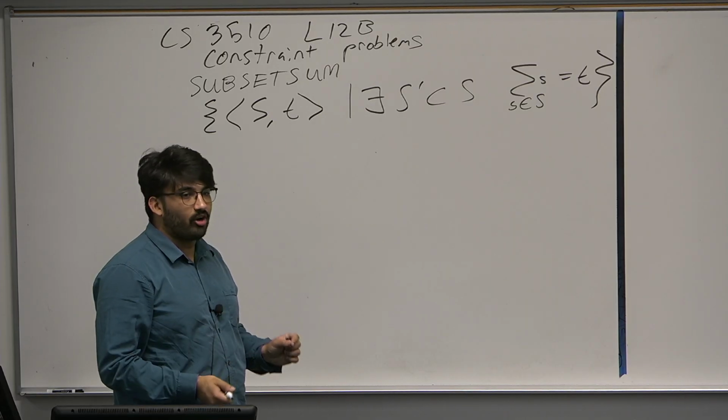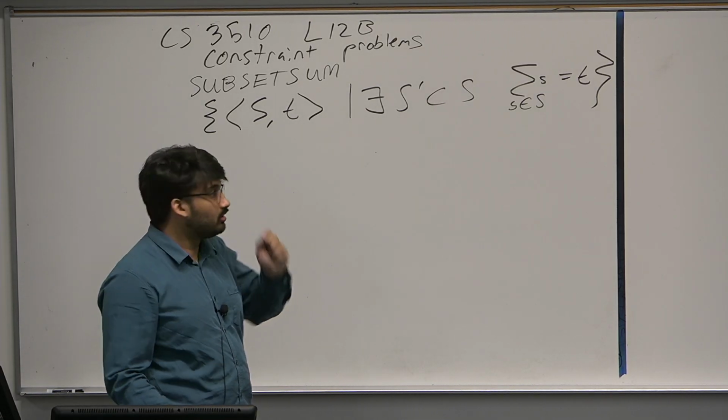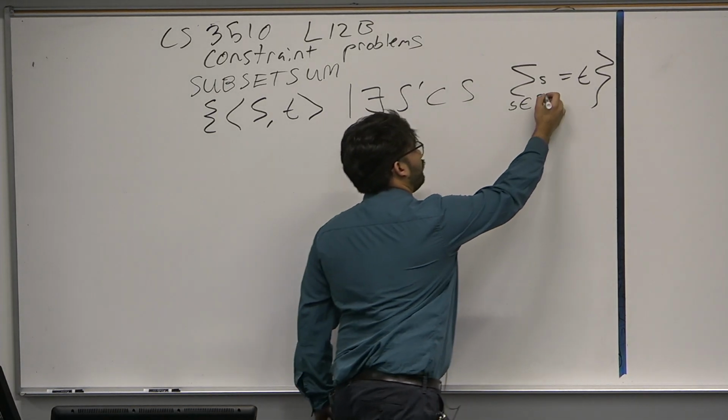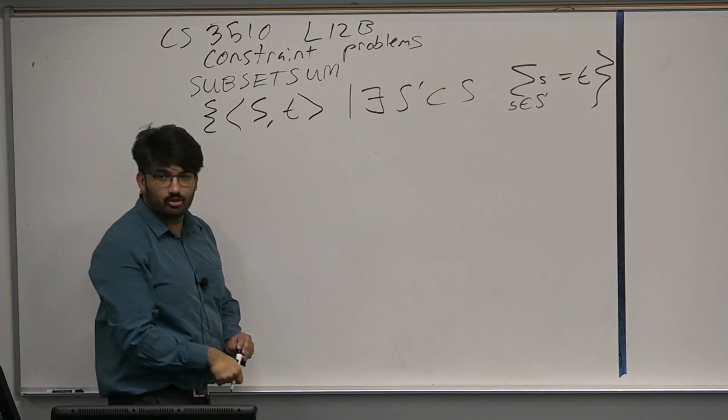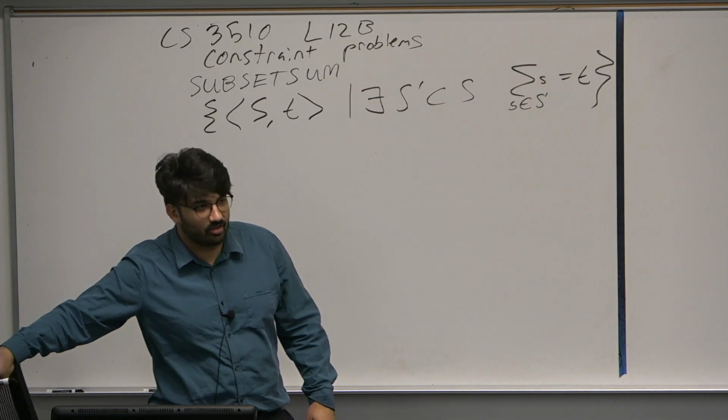We're given a set of numbers S and a target T, and we're asked, does there exist a subset S prime of S such that the sum of all the elements in S prime is equal to exactly this target T? Given a set of values, can you choose a set of the values so that you sum to exactly this target T, right? You forgot to write the prime on S prime. Oh, thank you very much. Can you choose a set of the items that sum to the target that you're given?